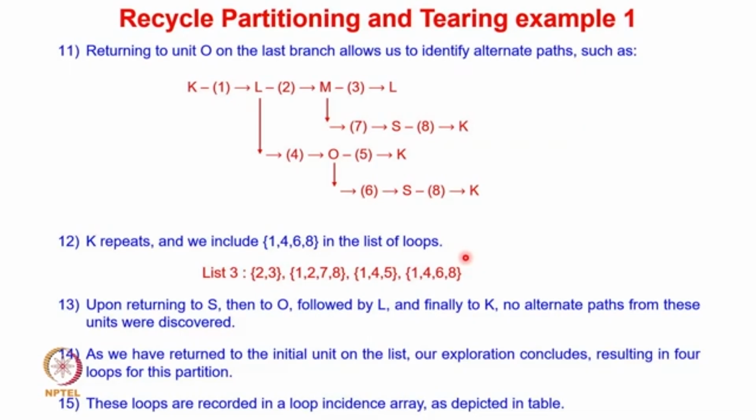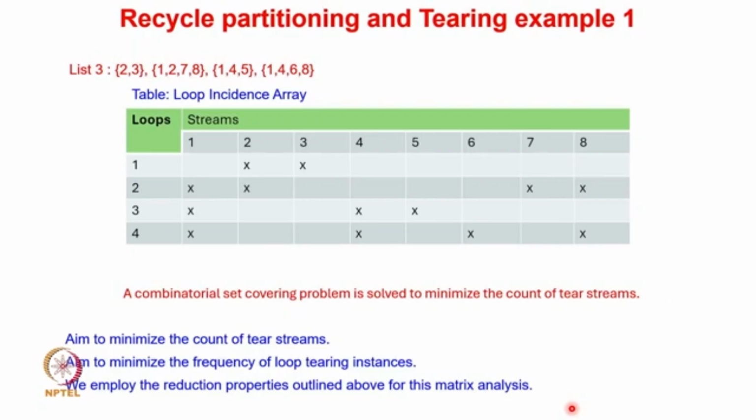Now with respect to these four loops, we have to find out the tear streams. So these loops are recorded in a loop incidence array as depicted in the table. You can see that all these four loops are represented in the loop incidence array. The first loop is between 2 and 3. These particular boxes are marked by X here, but I could have used 1 and 0. I could have used 1 for X, and 0 for all blank spaces, and that is the representation used in solving the combinatorial set covering problem to find out the minimum number of tiers.